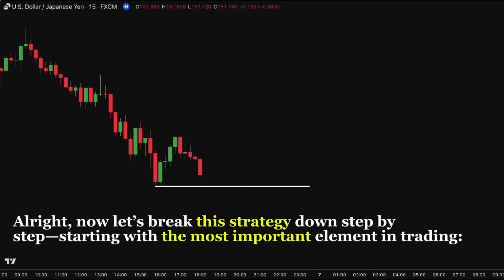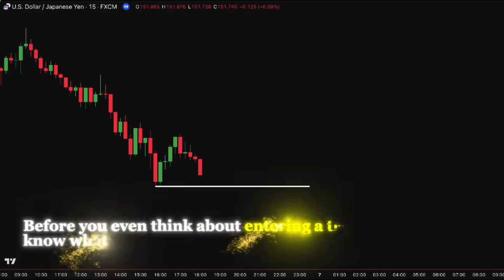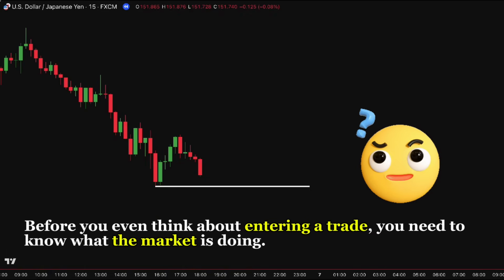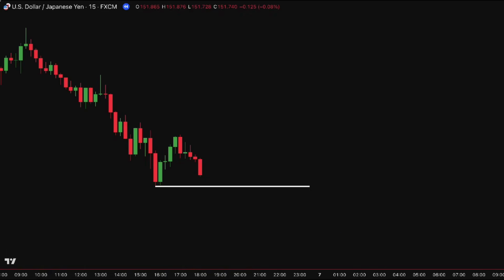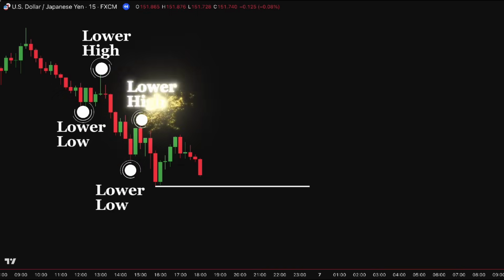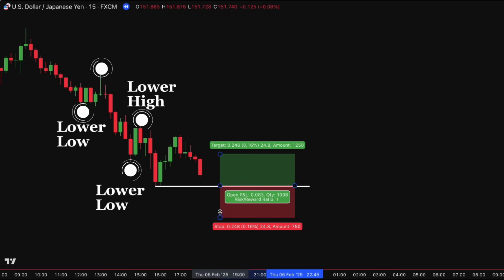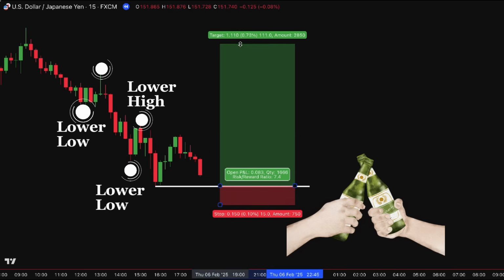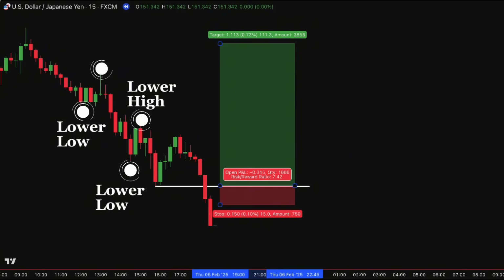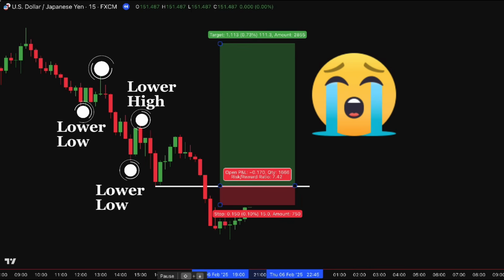Alright, now let's break this strategy down step by step, starting with the most important element in trading: understanding the trend. Before you even think about entering a trade, you need to know what the market is doing. You see the market making lower highs and lower lows. It's clearly in a downtrend, but you try to buy, thinking it might reverse. Instead, price keeps dropping and you're caught on the wrong side.